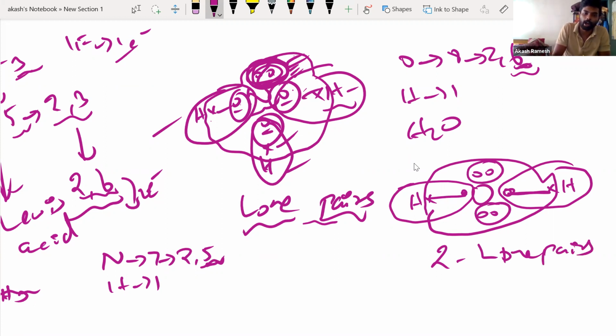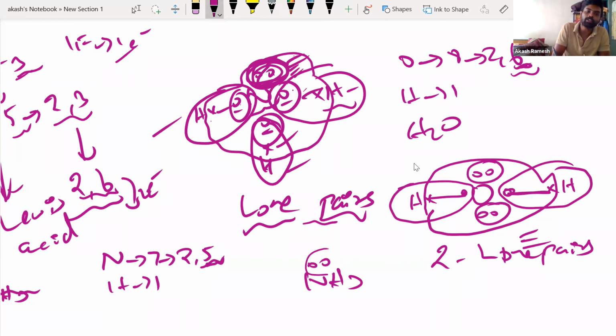Like in H2O, oxygen has 2 lone pairs. In ammonia, nitrogen has 1 lone pair. Forget about water for now. The lone pair in ammonia, we write like this: ammonia with 2 dots on top of nitrogen. This means that nitrogen has a lone pair.